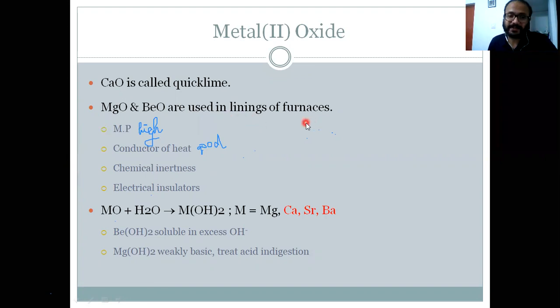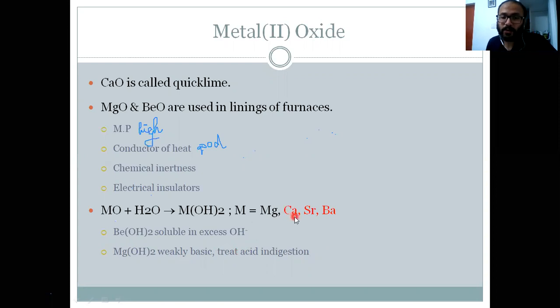Apart from that, usually the oxides, as we saw in the case of group 1 elements also, when you react an oxide with water, form the corresponding hydroxide. Similar to that, the group 2 metal oxides as well, when they react with water, form the corresponding hydroxide. So magnesium oxide, when you react it, forms a weakly basic magnesium hydroxide, and since it is weakly basic, it is actually used for treating acid indigestion in our stomach. So some medicines contain this magnesium hydroxide for treating acid indigestion.